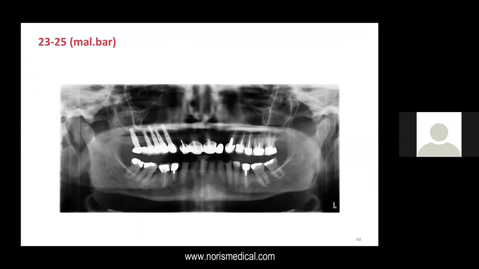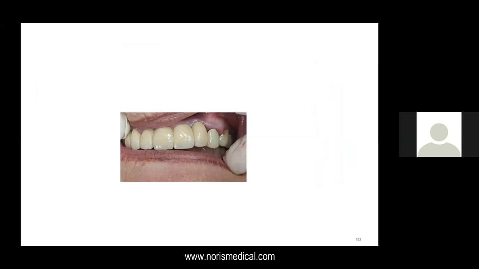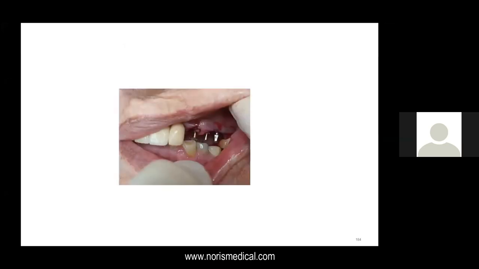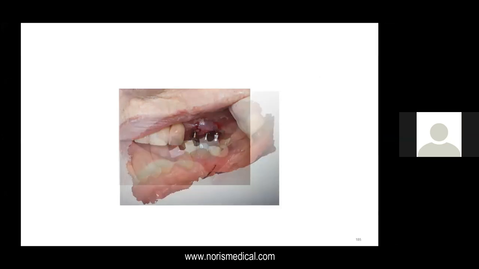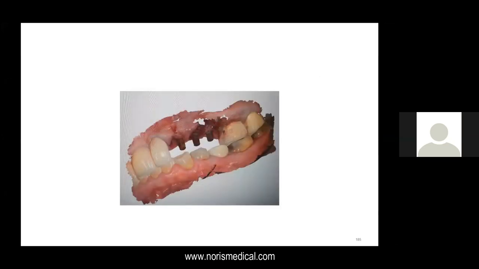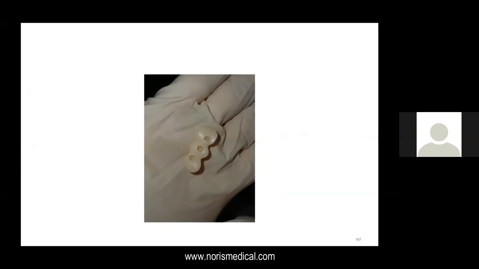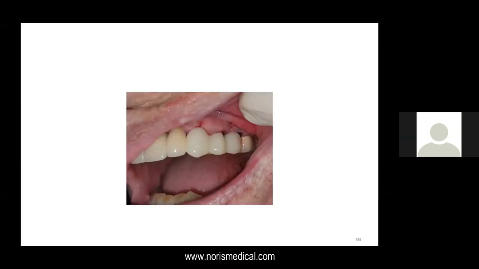Again, teeth number 23 to 25, we need to extract them. Here is how she came. This is the result. Again, no touching of the implant. I always try to conserve the energy, do the minimum required actions in order to get an optimal result. Sorry that it sounds like a slogan, but this is what I really believe. This is how it looks. This is the bridge, and this is how it looks in the mouth.